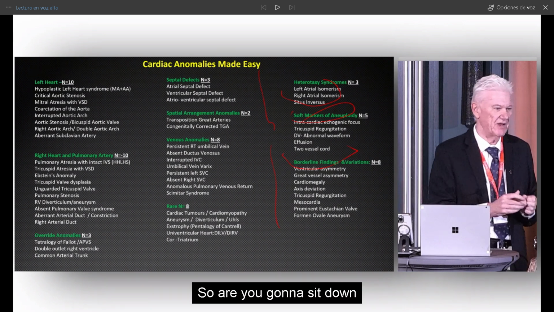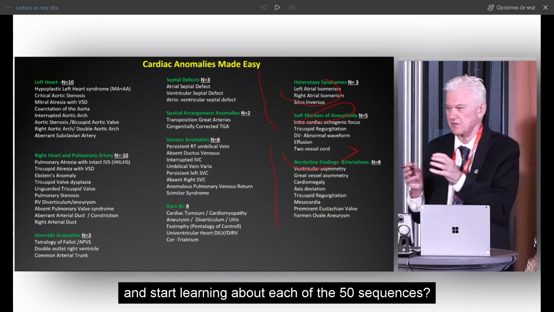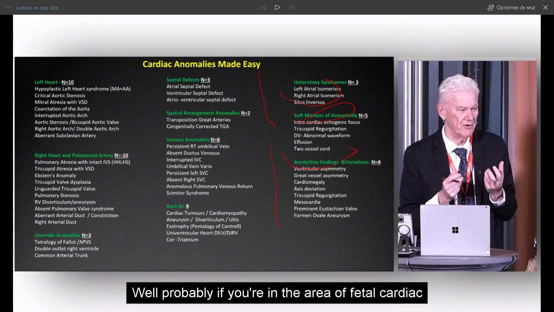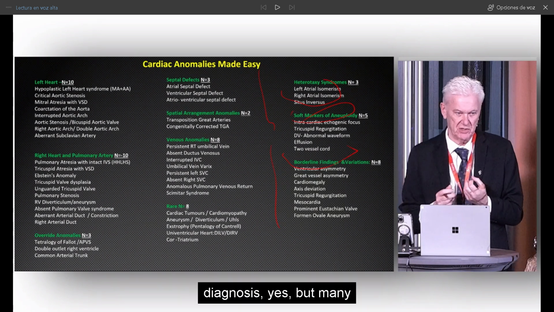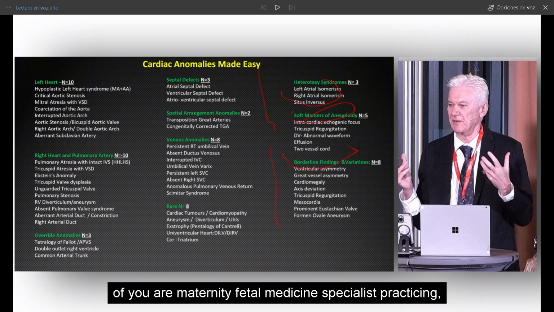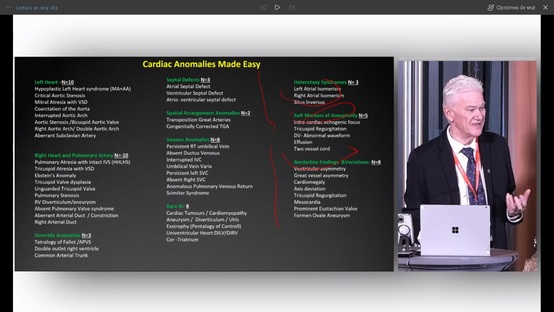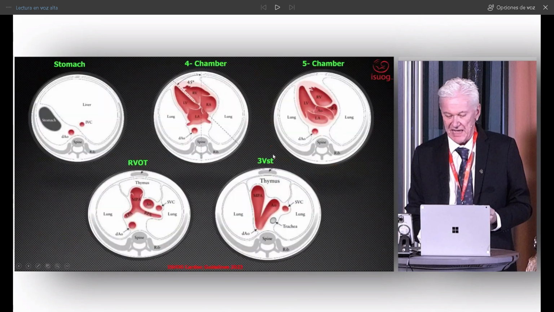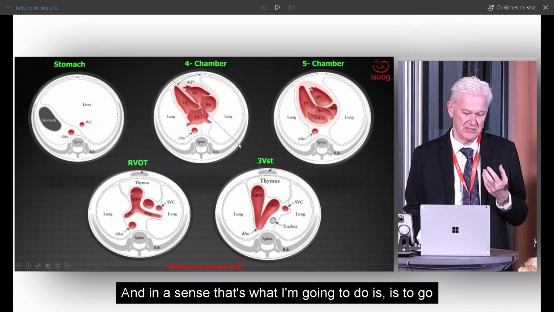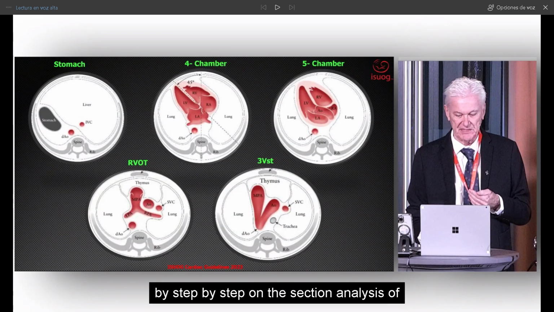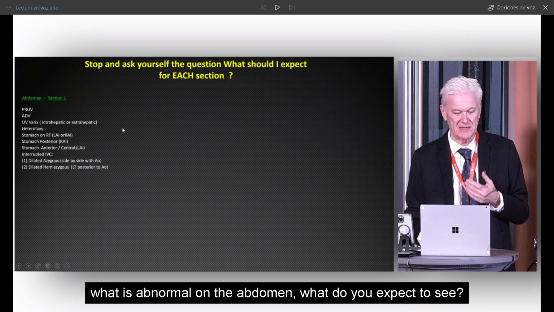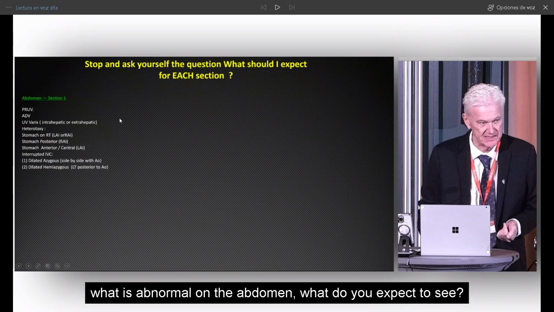So are you going to sit down and start learning about each of the 50 sequences? Well, probably if you're in the area of fetal cardiac diagnosis, yes. But many of you are maternal fetal medicine specialists in practice, and you're going to say, a patient comes in to me, I want to know, is it abnormal? And in a sense, that's what I'm going to do: go step by step through the section analysis of what is abnormal on the abdomen. What do you expect to see?